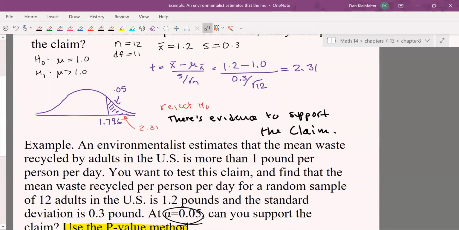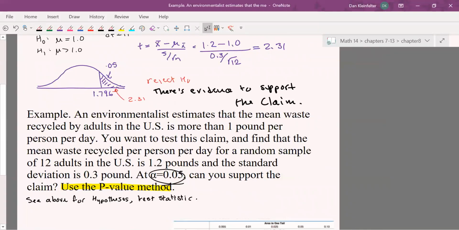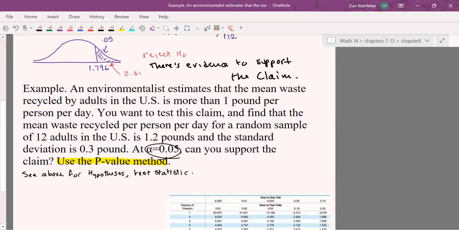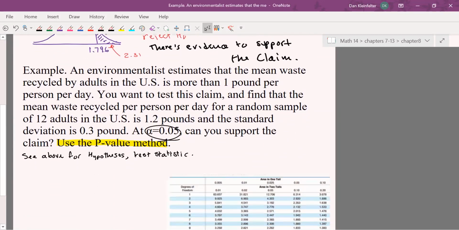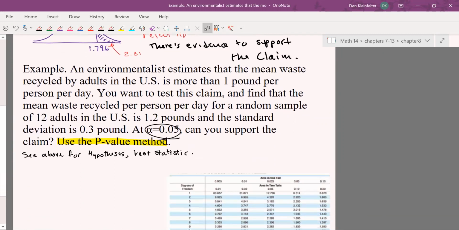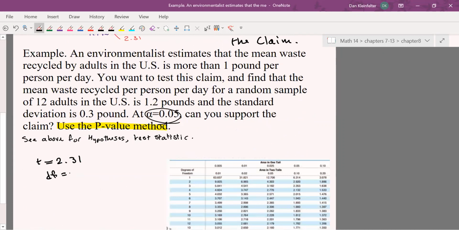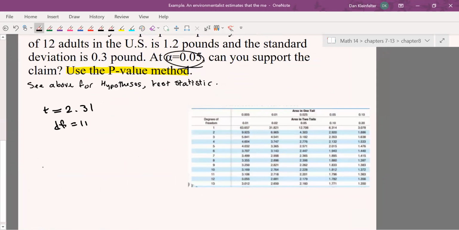Now what we're going to do next is rework this thing using the p-value method just for comparison purposes. So up here we have the hypotheses, we have the test statistic, which was 2.31. That's really all we need here. So the t was 2.31. We knew that our degrees of freedom was 11. Okay, and so this test was right-tailed, and for this p-value, we want to figure out what that probability is in that one right tail.